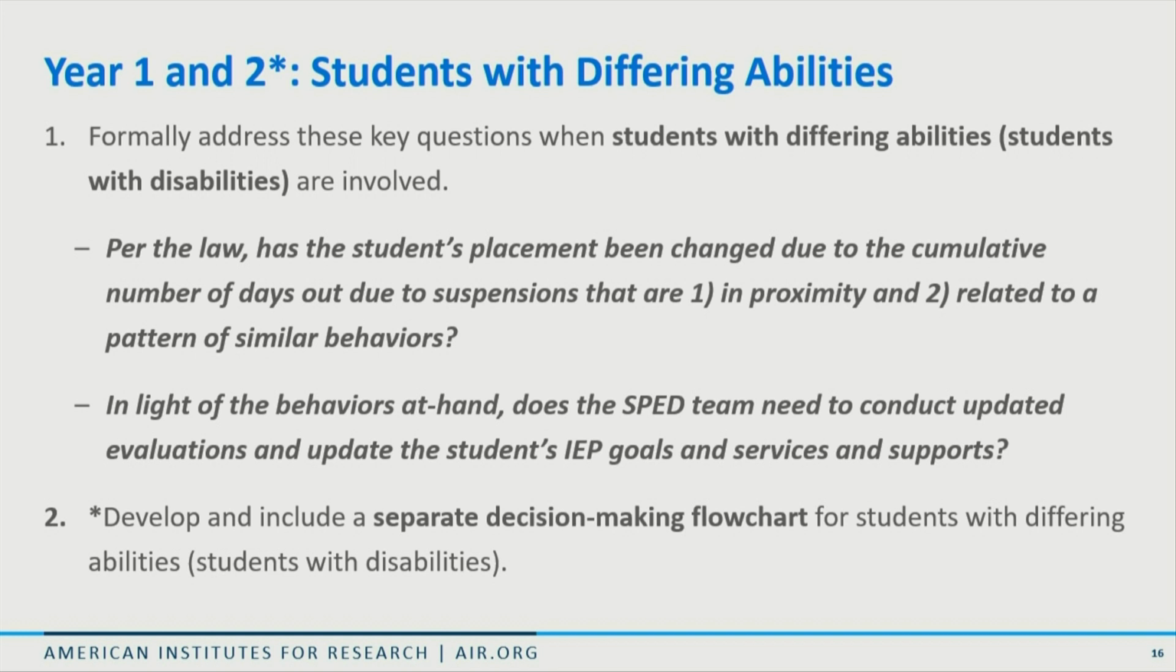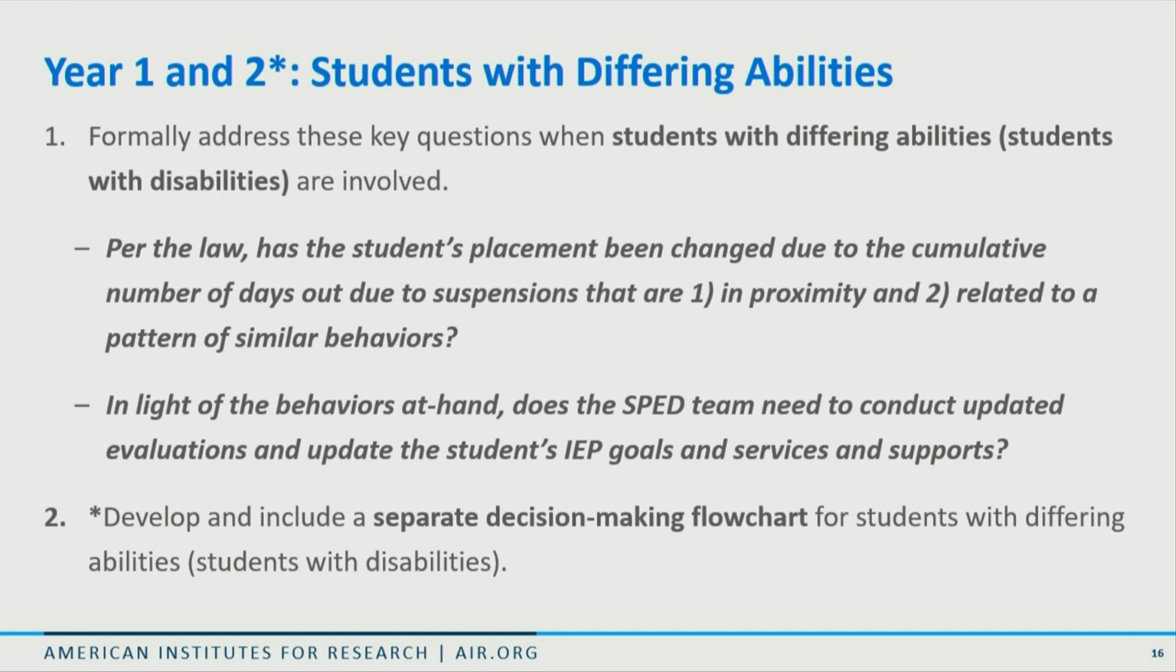So the key questions are, you know, per the law, has the student's placement been changed due to a cumulative number of days out, due to suspensions that, number one, are in proximity to one another and related to a pattern of similar behaviors? You know, in light of the behaviors at hand, does the SPED team need to conduct an updated evaluation or evaluations and update the student's IEP goals and services? And we suggest that, similar to the decision-making tree that we mentioned earlier, you provide a separate one when students with disabilities or differing abilities are involved, to help parents navigate that process.